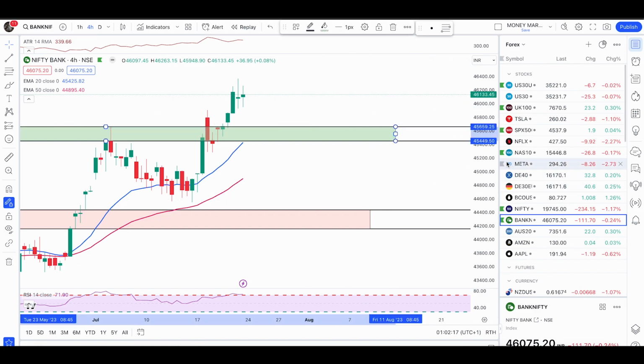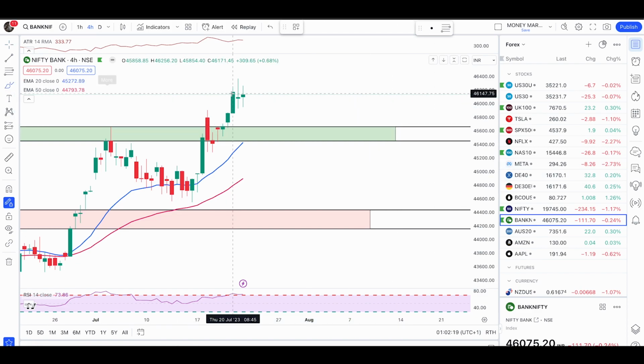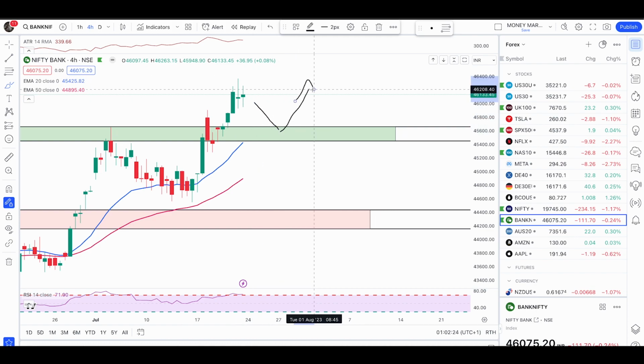Right here in blue, you can see this number. If the price pulls back to the zone in green, then we have a very likely chance the price will bounce up from here again. So that is what I'm looking at for stock market next week.